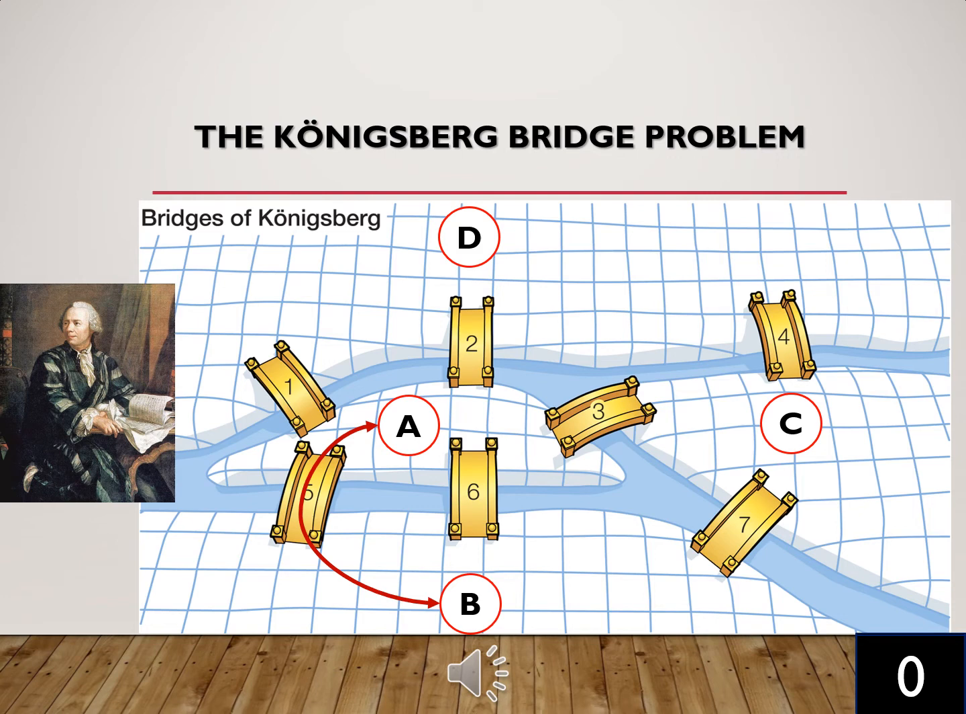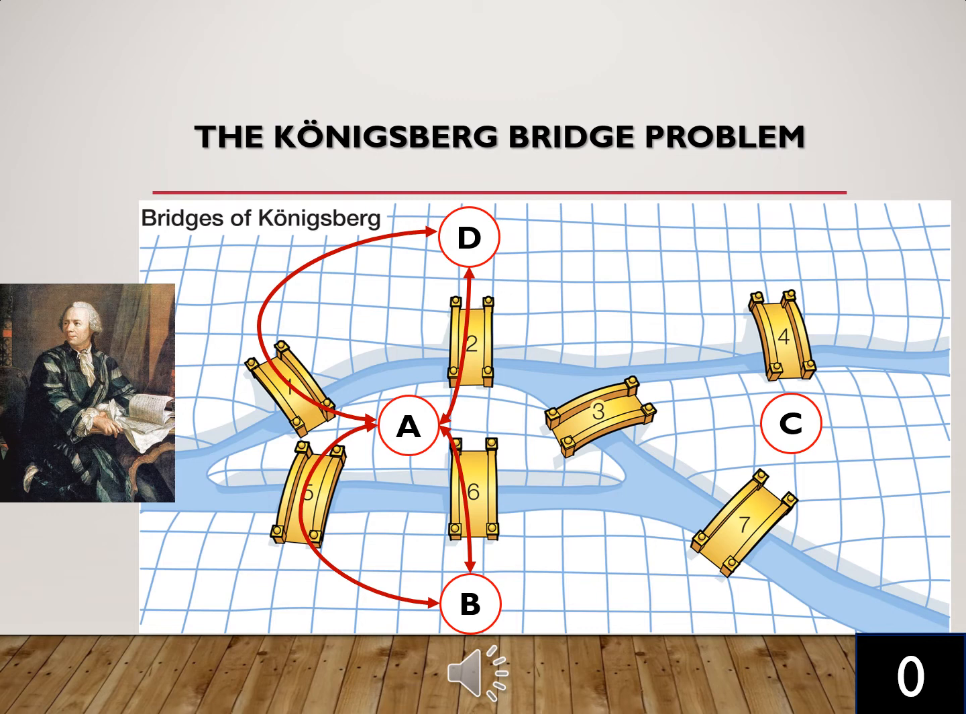Therefore, we must consider the number of bridges that are linked to each of the landmasses, except for the landmasses where the path starts and finishes. For each of the remaining landmasses, the landmass must have an even number of linked bridges, or in graph theory terms, an even degree. Today, this represents one of the most important themes in graph theory.